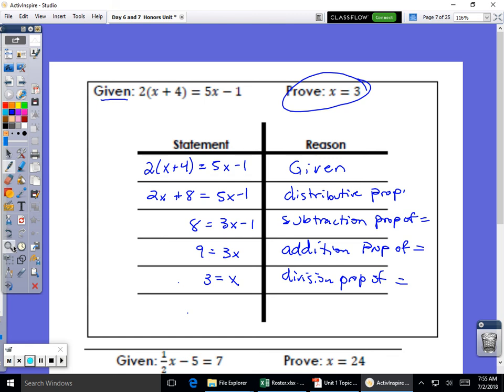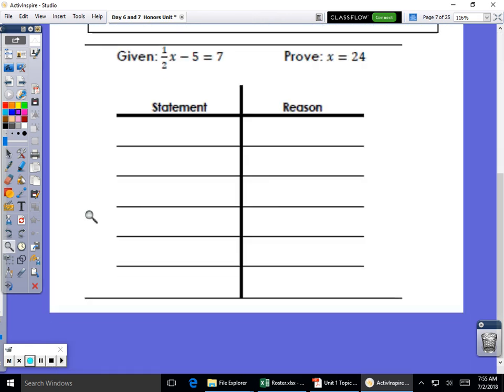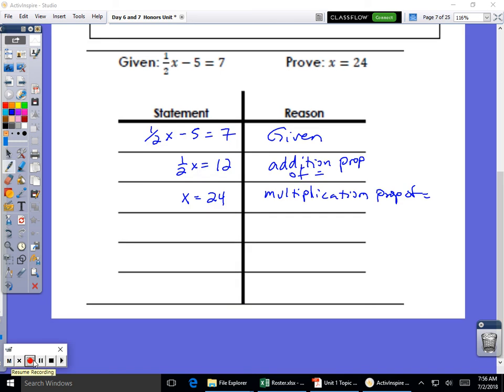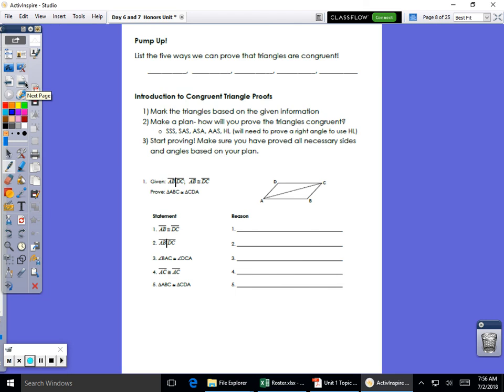All right? You guys try this one. Go ahead and pause. Make sure you got it. All right, that's what that one would look like. So we used given, addition property of equality, and multiplication property of equality. So again, you do not have this on your papers. This might be something good to write down.